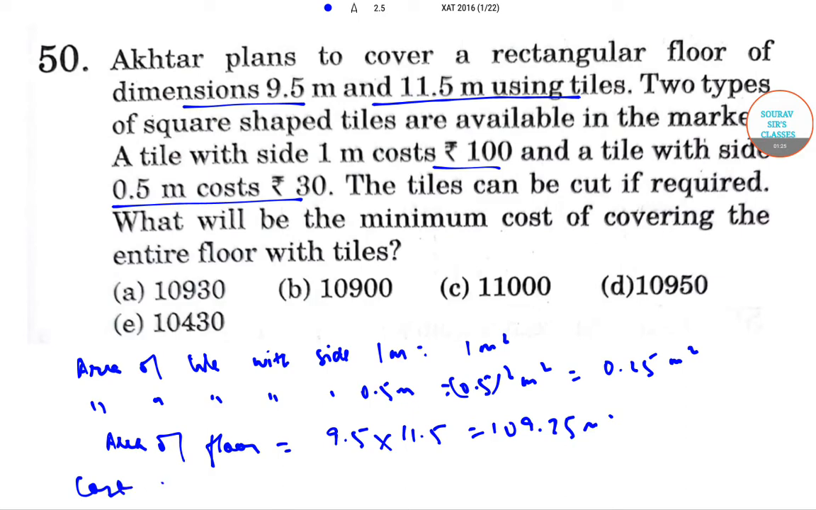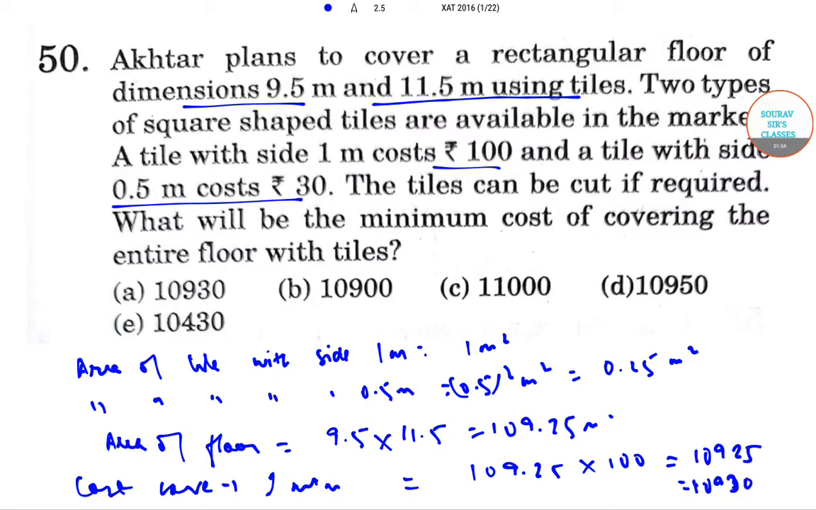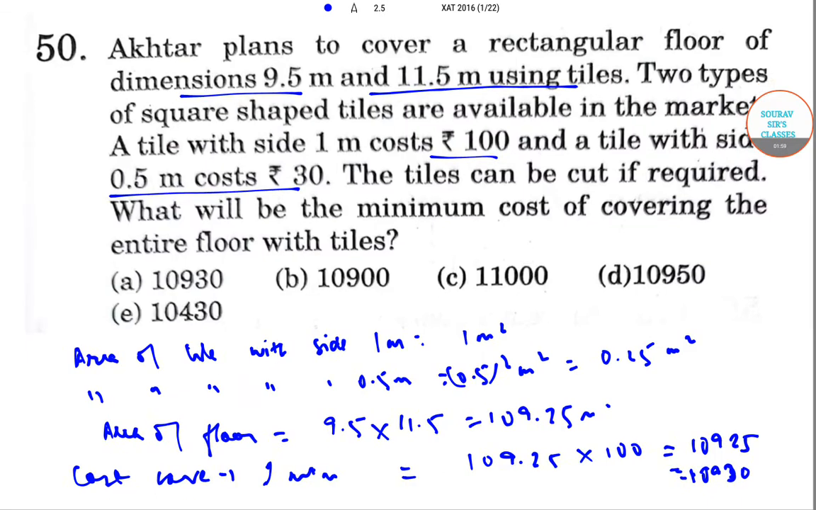So cost of covering with 1 meter tiles is equal to, since the area is 109.25 meter squared, you would be needing 109.25 square tiles with side 1 meter. And the cost of one tile is 100. So this equals 10925. That is 10930, just for the sake of approximation.